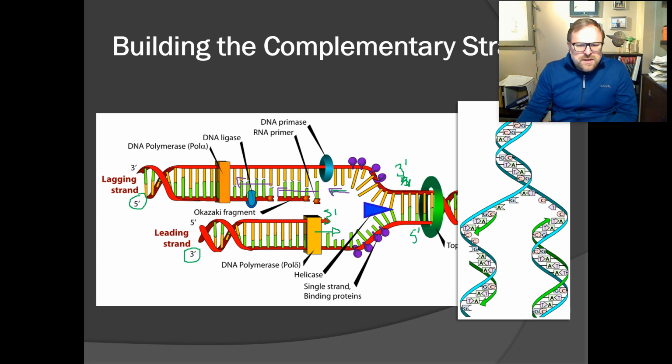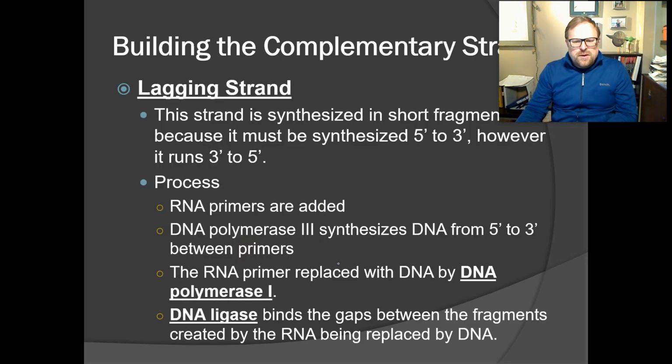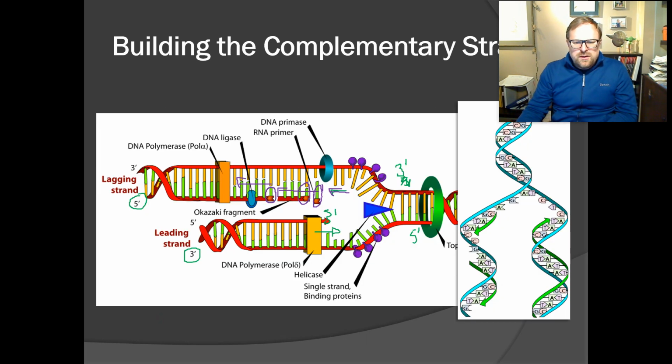What this leaves us with then here is we've got these RNA chunks here that need to be replaced. And so what we end up with is, you'll remember we talked about the DNA polymerase 1 that swaps out those RNA pieces for DNA. And then our little DNA ligase right here comes along and it fills in any of the broken bonds here and seals those bonds back up.